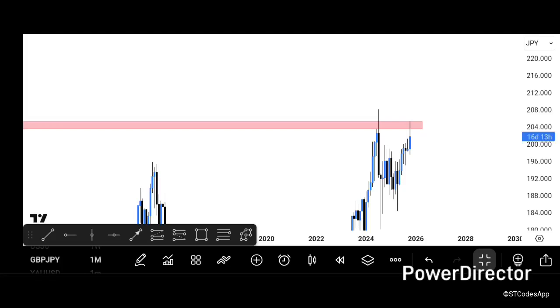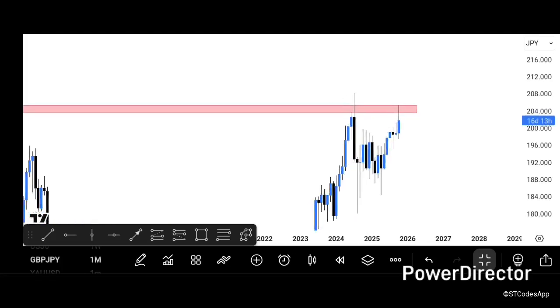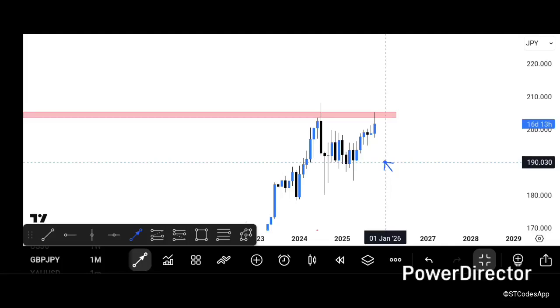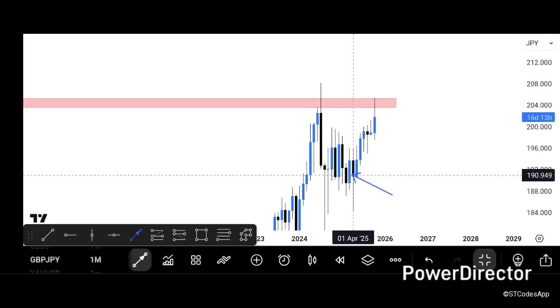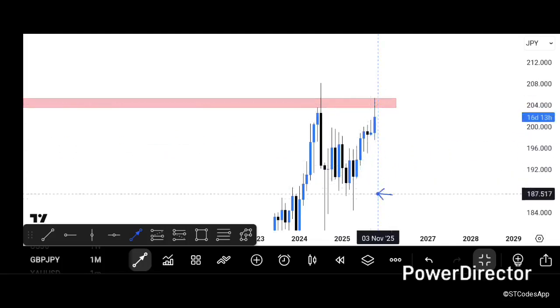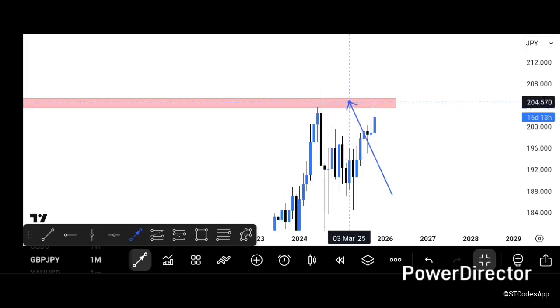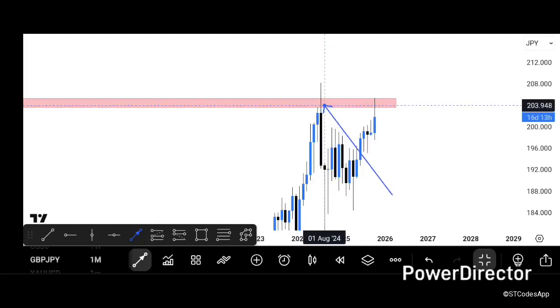On the monthly time frame we can see that price just came to this high. So we had this retracement, then we pushed up, then had a little bit of retracement. Now we pushed up to this high, so this was the last high price had on GJ on the monthly time frame.